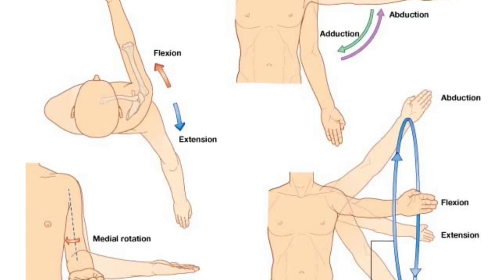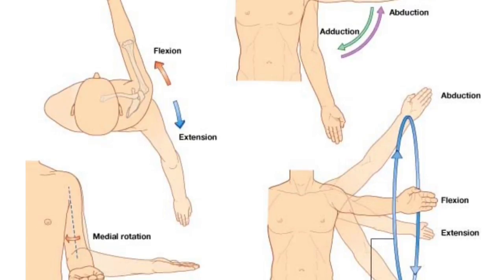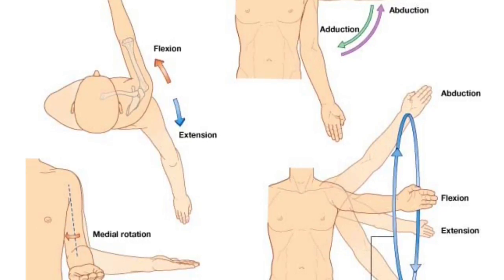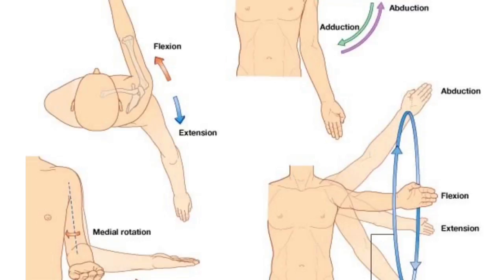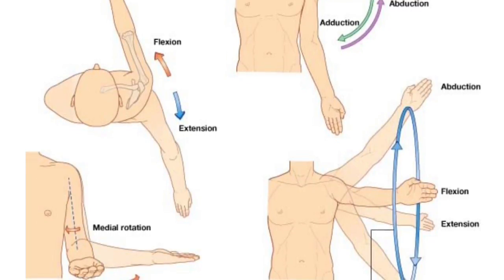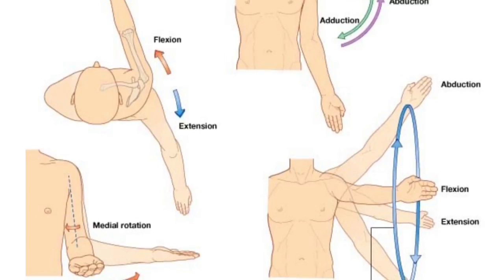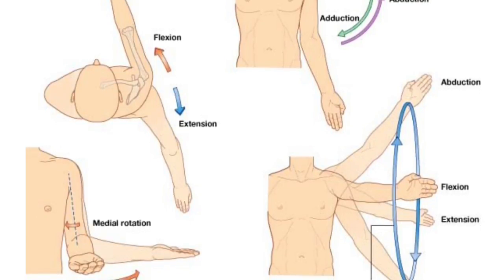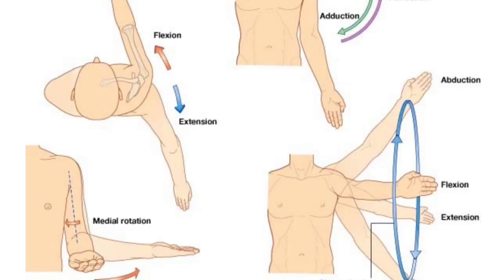The first 0 to 15 degrees of abduction is produced by the supraspinatus. The middle fibers of the deltoid are responsible for the next 15 to 90 degrees. Beyond 90 degrees, the scapula needs to be rotated in order to achieve abduction. This action is carried out by the trapezius and serratus anterior.